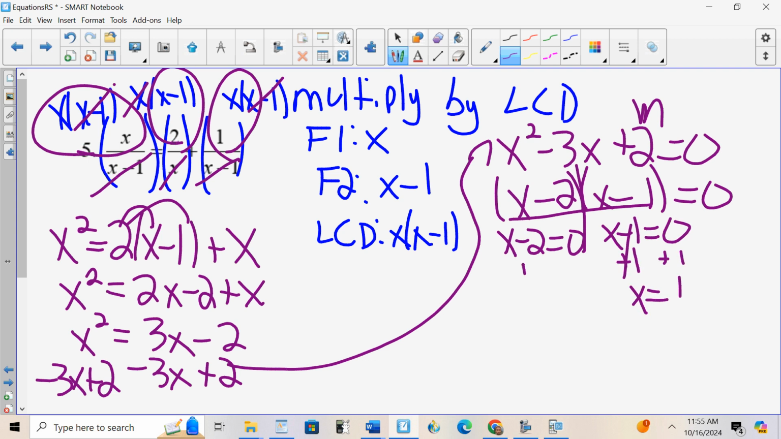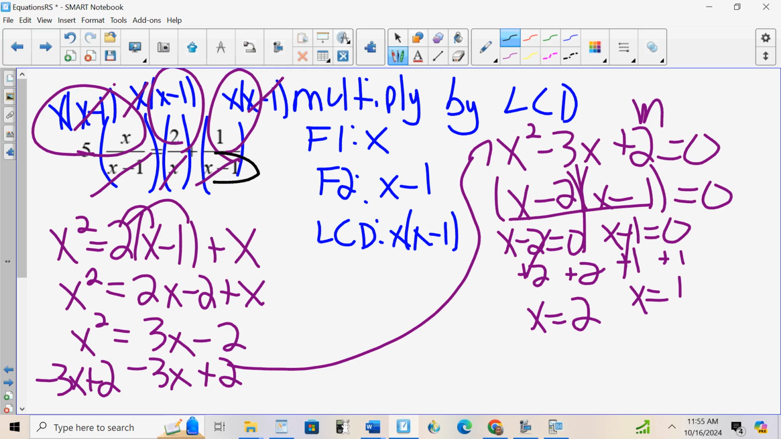X equals 1. X equals 2. Now we must check. You must check. Now, there's a shortcut. You don't have to do a full check. All you really have to check for is to see if your answer makes the denominator 0, in which case it's not correct. It's rejected.